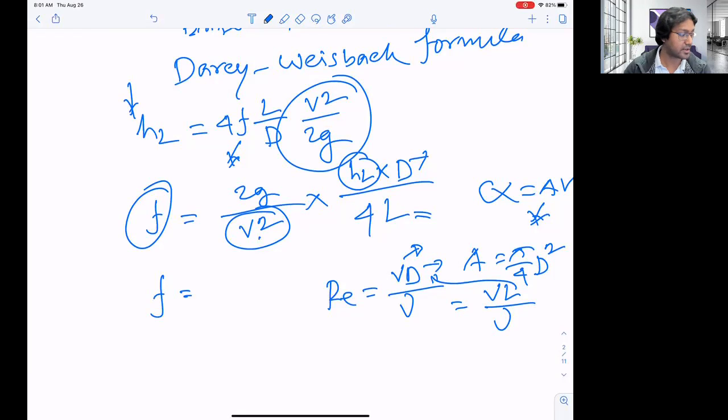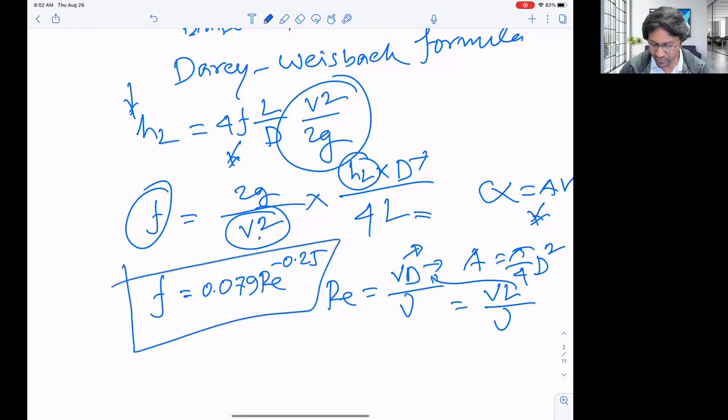There is another empirical relationship. It is 0.079 Re to the power minus 0.25. So that is another relationship between Reynolds number and friction factor. If you know the diameter, the velocity of a pipe, and the viscosity for that specific room temperature, then you can calculate the Reynolds number, and from it the friction factor. Our objective is to calculate the friction factor somehow.